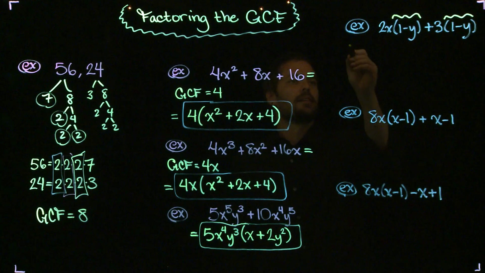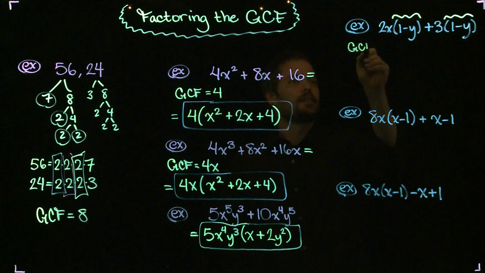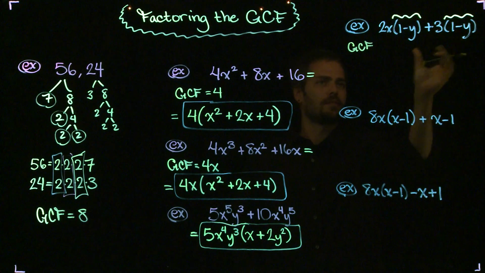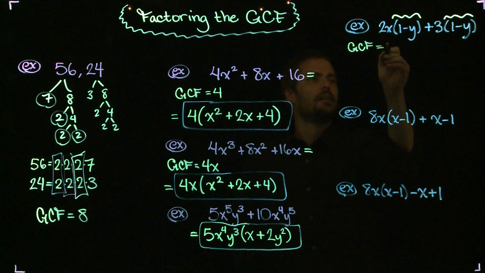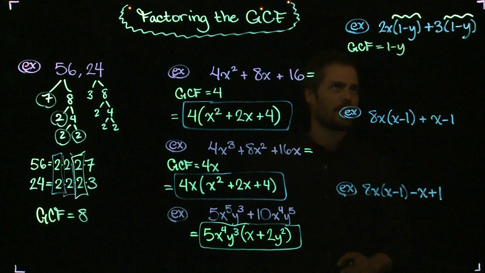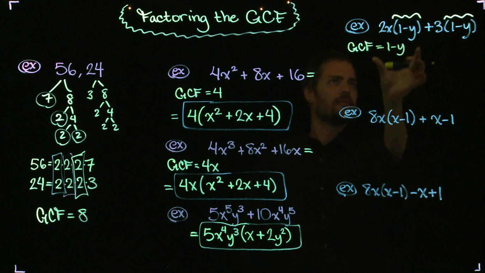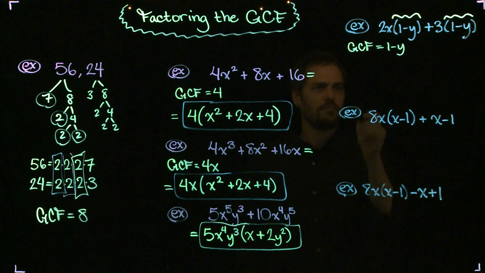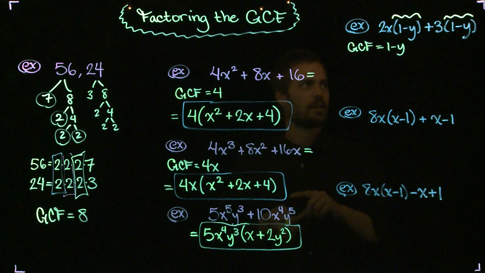So I'm going to state it explicitly, the greatest common factor, that it is a factor of both of these terms. It is a factor of both these terms. Is 1 minus y. It's a greatest common binomial factor. So what would I get if I divided both of these terms by 1 minus y? I would get, I'll use the pink here.